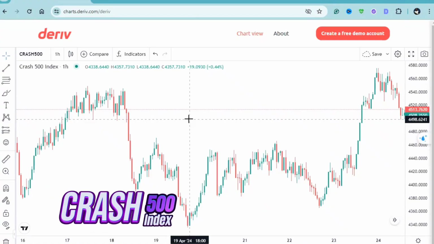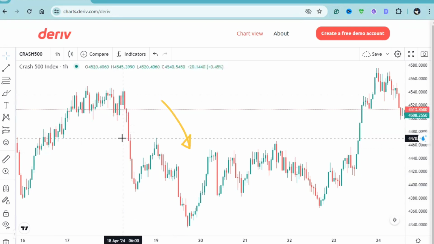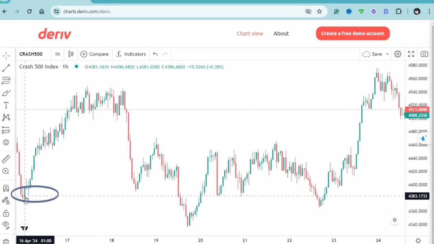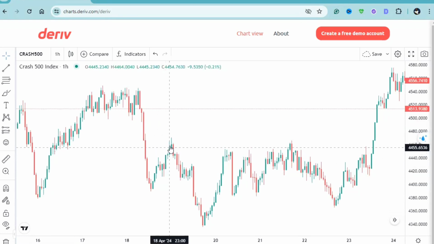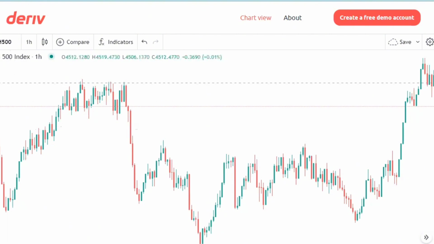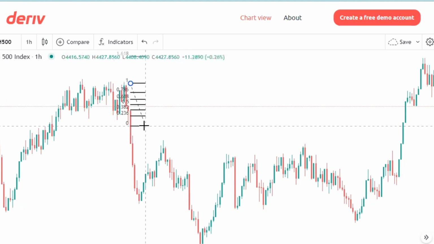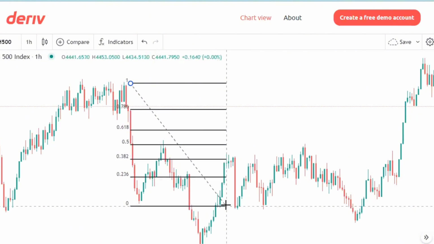This is a chart of Crash 500 index. I'm going to take this tutorial slowly from here. As you can see, the market was going down on a downtrend from this level, and then it got to a key level here at the bottom, and the market started to bounce up from that level. Now, as someone who wants to use the Fibonacci Retracement tool, you will take the Fibonacci tool here and then draw it from the top and drag it to the bottom here, and you can extend it over here so you can see the lines properly.